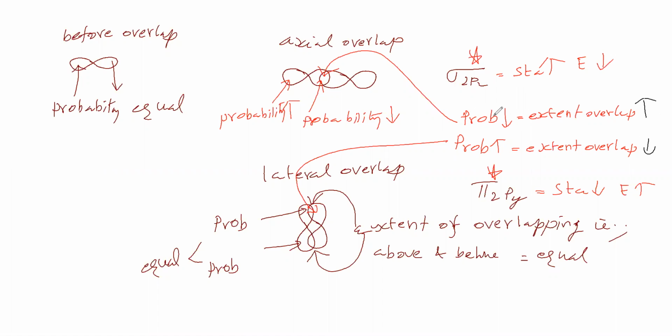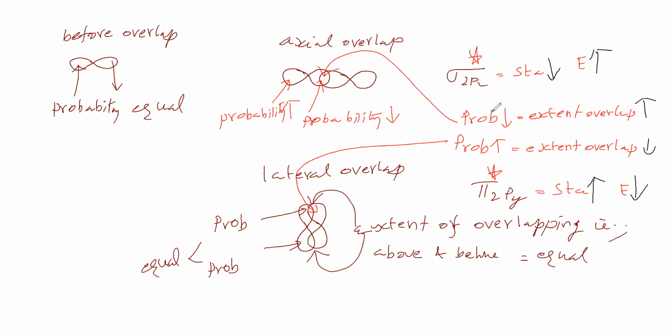We said the probability will be low here. That means the extent of overlap is high towards anti-bonding. Okay, the extent of overlap is low towards bonding. Set. Now we will see the stability of sigma star and pi star, in both cases. Here the extent of overlapping towards anti-bonding is high, therefore stability is low. Therefore energy is high.